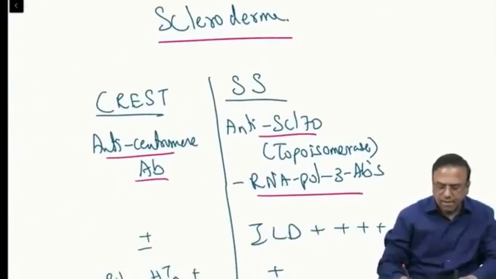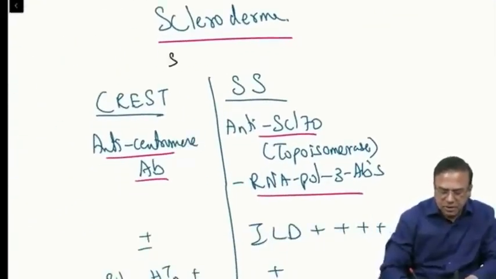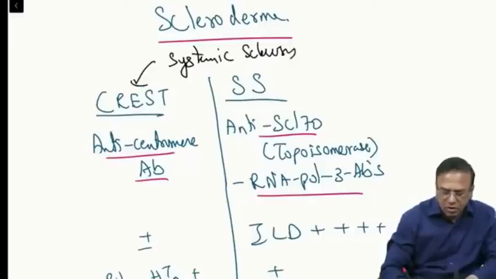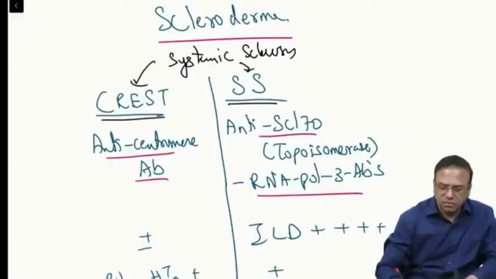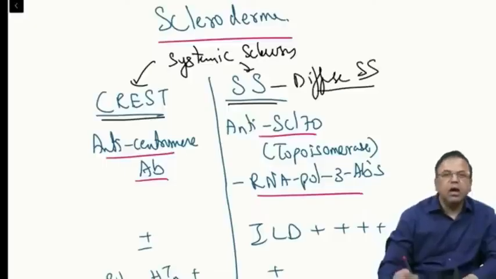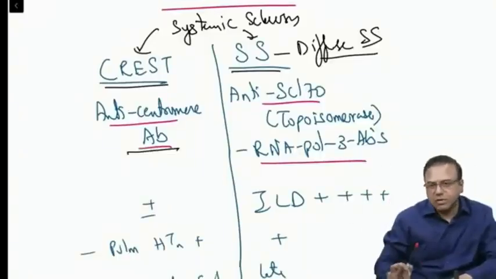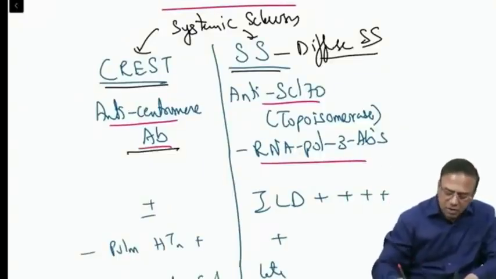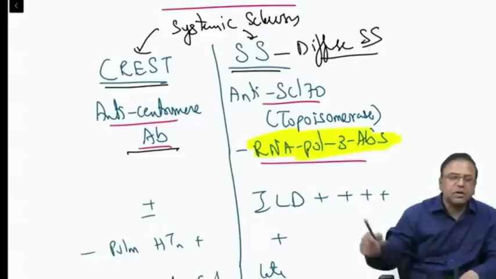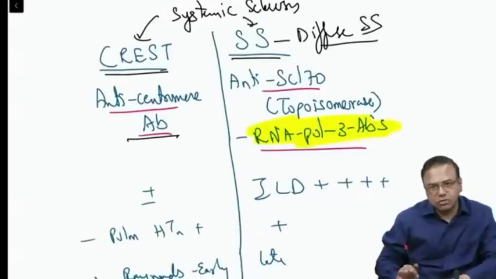Patient with scleroderma, this is systemic sclerosis, remember. Systemic sclerosis can be divided into 2 types. Either it is limited or it is diffuse. Limited is called CREST, diffuse is called, simply as the name is suggesting, diffuse systemic sclerosis. How to differentiate is the antibody: anti-centromere antibody, anti-Scl-70, RNA polymerase 3 antibody. This antibody many people did not know, they asked in the exam. RNA polymerase 3 antibody, where is it seen? It is seen in diffuse systemic sclerosis.